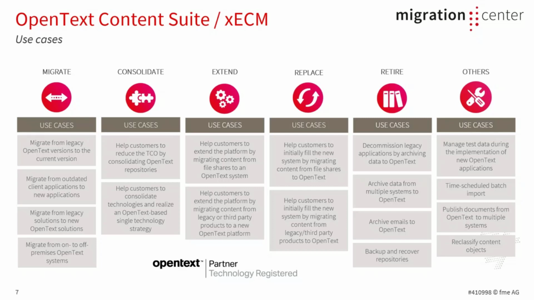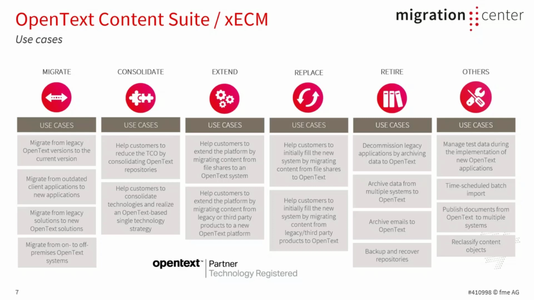Typically, our customers start with one or two divisions and roll out a new enterprise or records management application within these two or three different departments. But we can also help customers easily extend the platform by, for example, integrating file shares or migrating content from third-party products. We help customers replace legacy or out-of-life systems, but also retire or decommission different applications, for example, to an OpenText Content Server application.